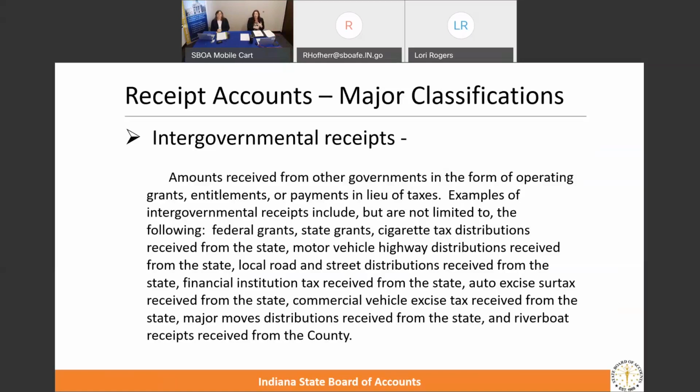This would go with grants, your MVH distributions. I forgot they're listed on here. That's what I copied. Your CVET, as we like to call it, things like that. Your excise surtax. Did I say wheel tax? Surtax is what I meant. I was looking at excise surtax. Sorry, excise surtax, not wheel tax. You're right, that's by county.